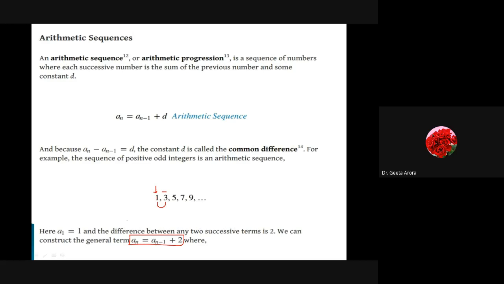If 1 is given, means only the initial value is given, and this general term is given, then what can I do? I can write that the second term is equal to the first term plus 2. So I will get 3. The next term is 3 plus 2, which is 5. Then 5 plus 2 is 7, 7 plus 2 is 9, and so on. In this way we will continue. So this is how we are finding the arithmetic sequence.